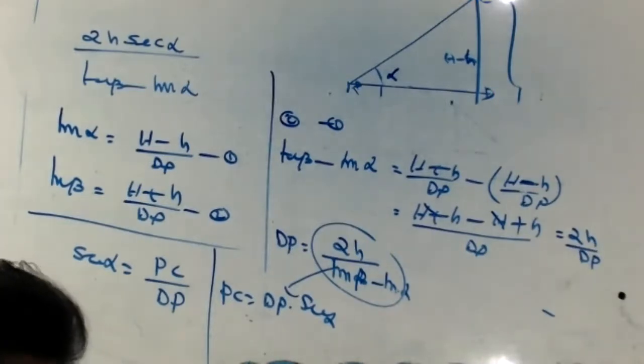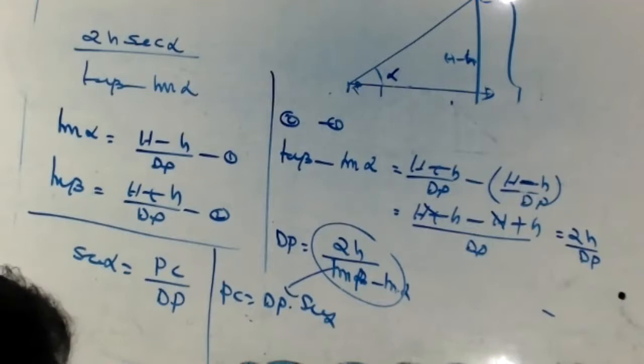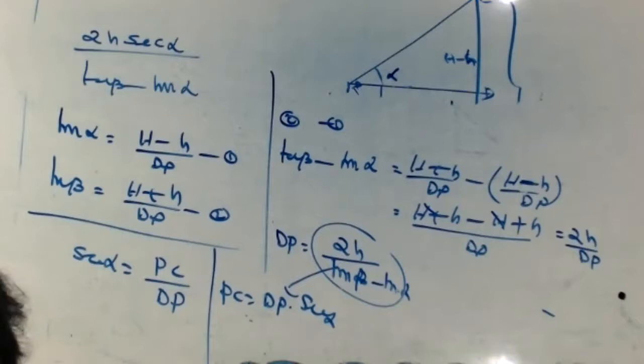Okay, listen again. A man standing on the deck of a ship which is 10 meters above water level. He observed the angle of elevation of the top of a hill as 60 degrees, and the angle of depression of the base of the hill is 30 degrees. Find the distance of the hill from the ship and the height of the hill.